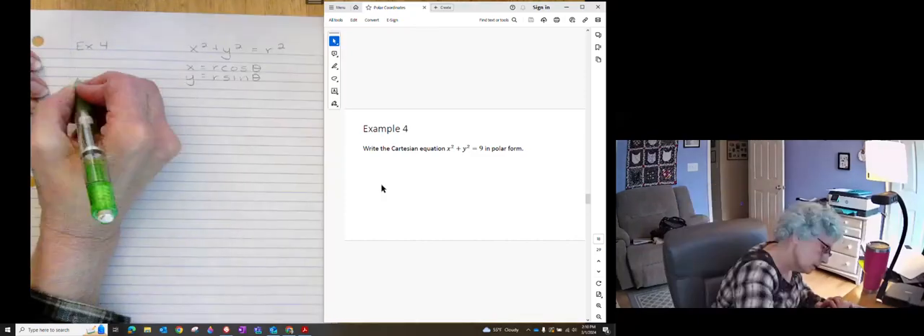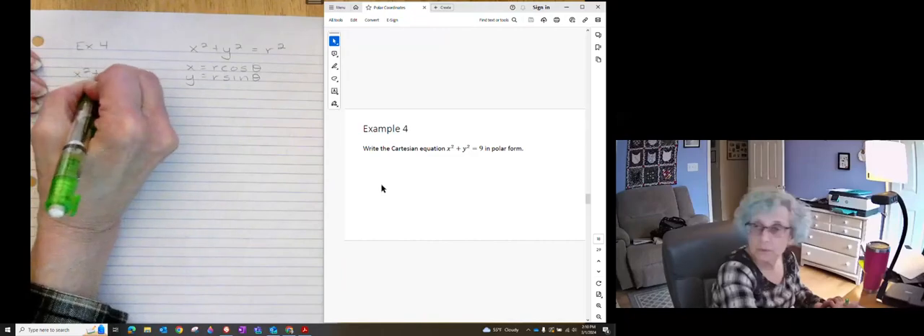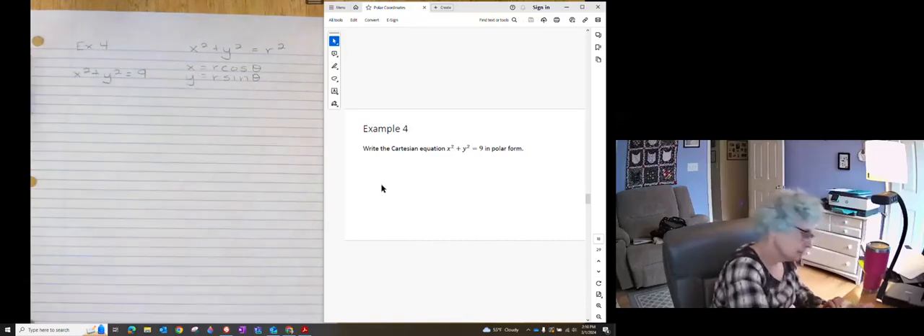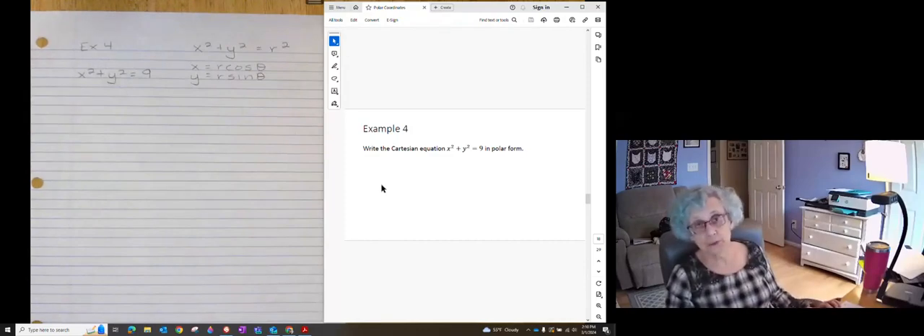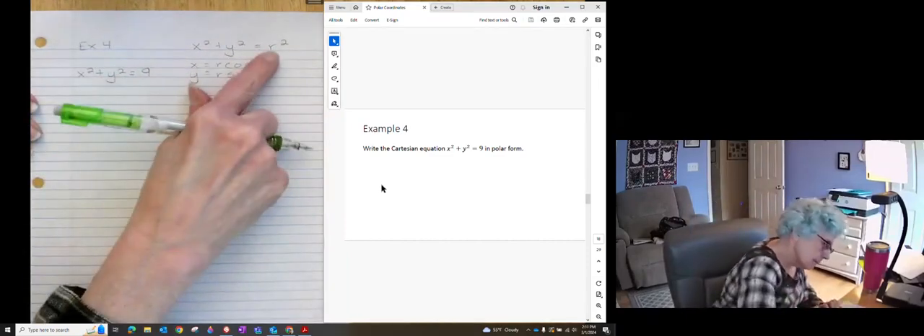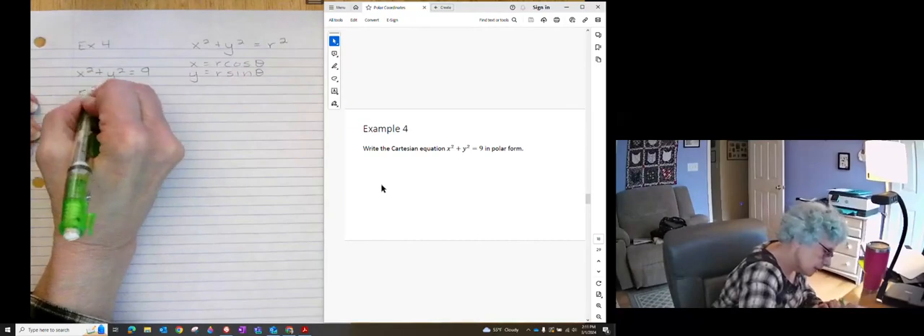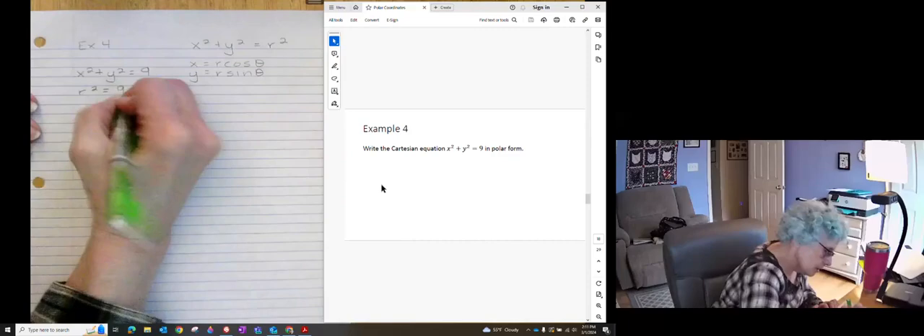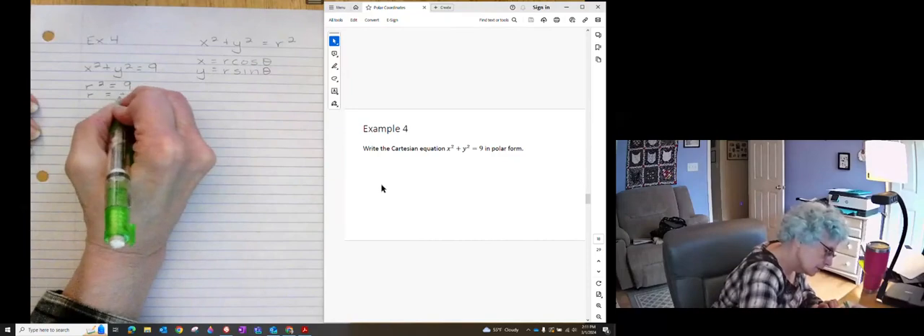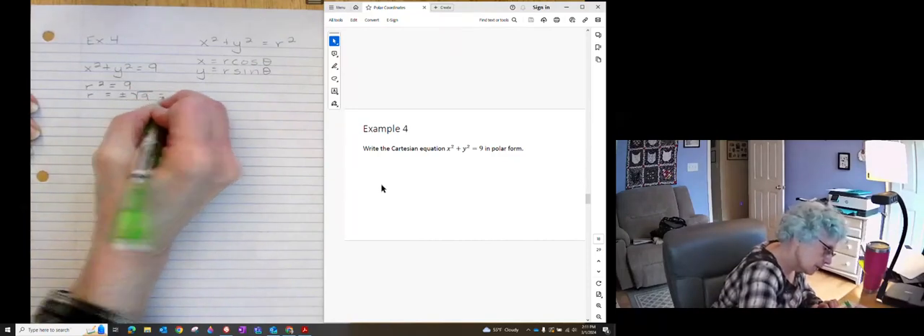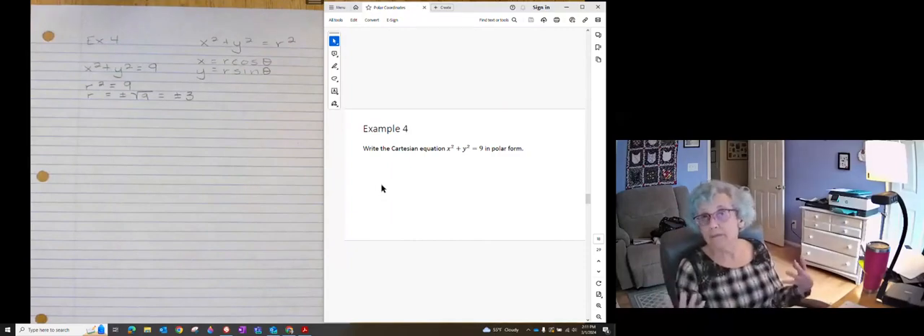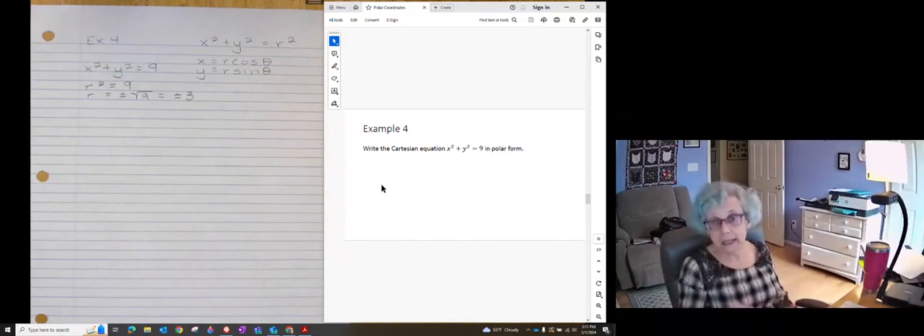So first one, we have the Cartesian coordinate equation, x squared plus y squared equals 9, which happens to be the equation for a circle centered at the origin with radius equal to 3. But we know that x squared plus y squared is r squared. So r squared is equal to 9. So r is equal to plus or minus the square root of 9, which is plus or minus 3. And if you graph those things, you get the exact same answer.